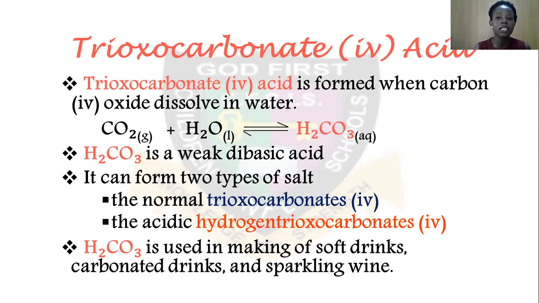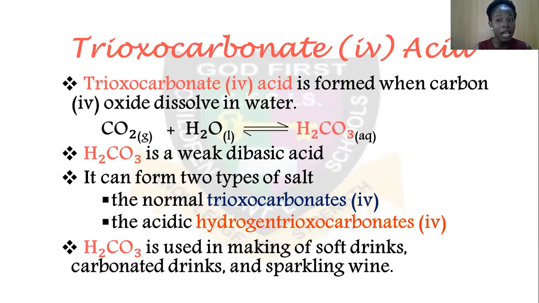Carbonate 4 acid. Let's look at that first of all. It's formed when carbon 4 oxide dissolves in water. So when carbon 4 oxide is dissolved in water, carbonate 4 acid will be formed. Remember, in this equation, carbon 4 oxide is called the acid anhydride. So it dissolves in water to give us carbonate 4 acid.